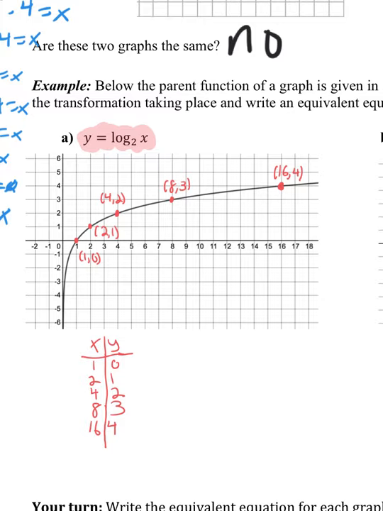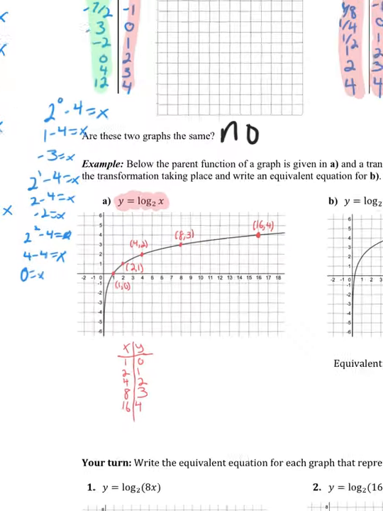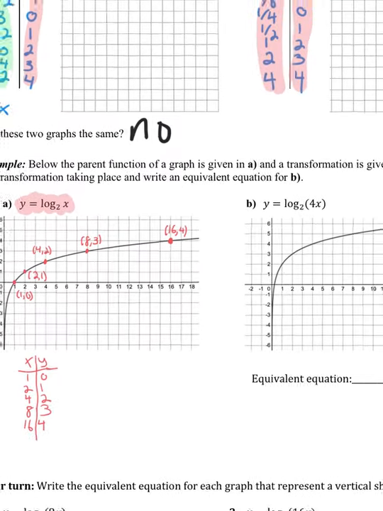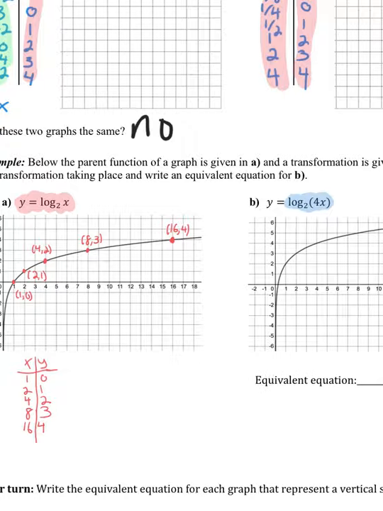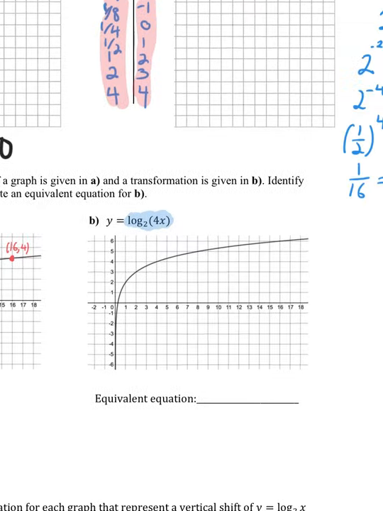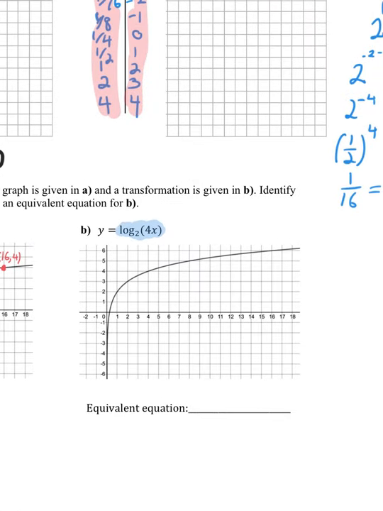Now I want you guys to do the exact same thing on graph B here, right next to it, which is not the parent function. This one's log base 2 of 4x. So see if you can find some x and y values and then create a table of values for those x and y's. Okay, so take a second and do that.